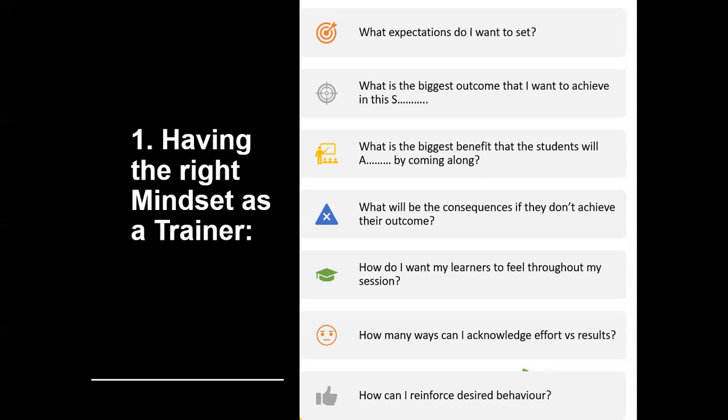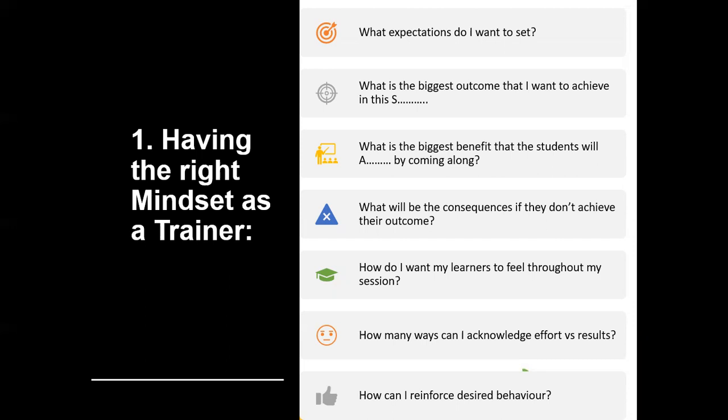Another really powerful question. And if you can sit there and actually answer that question, you're going to be really motivated, juiced up, really energized, and really want to help those learners. How do I want my learners to feel throughout my session? Another really powerful question. Do you want your learners to feel motivated? Do you want your learners to feel agitated, annoyed?